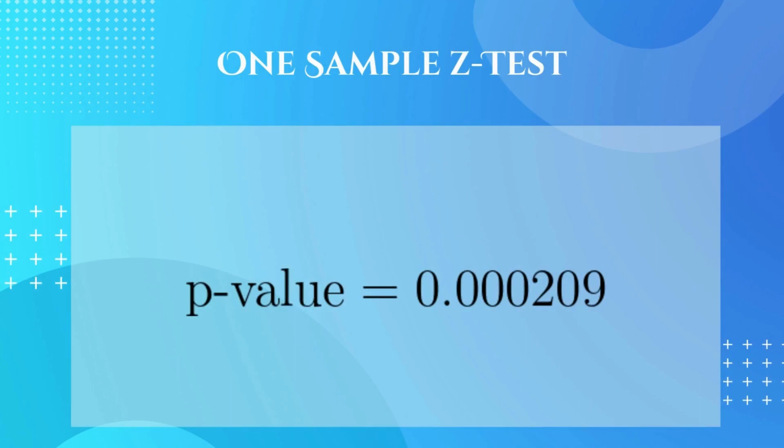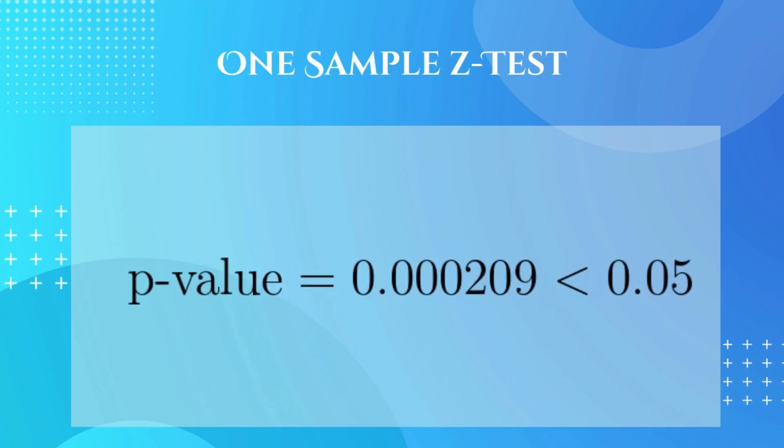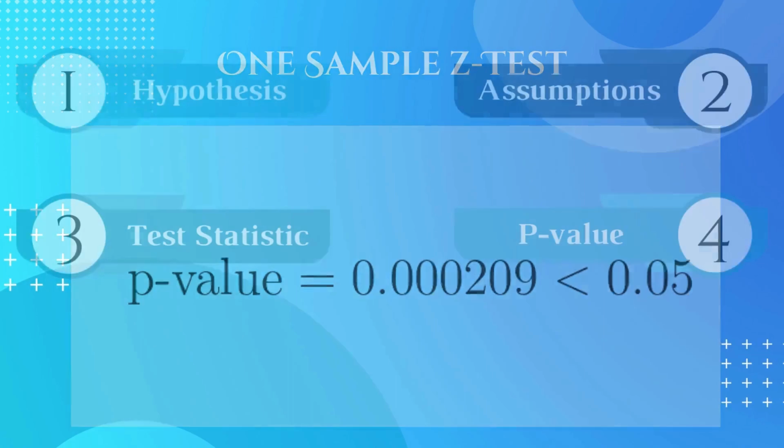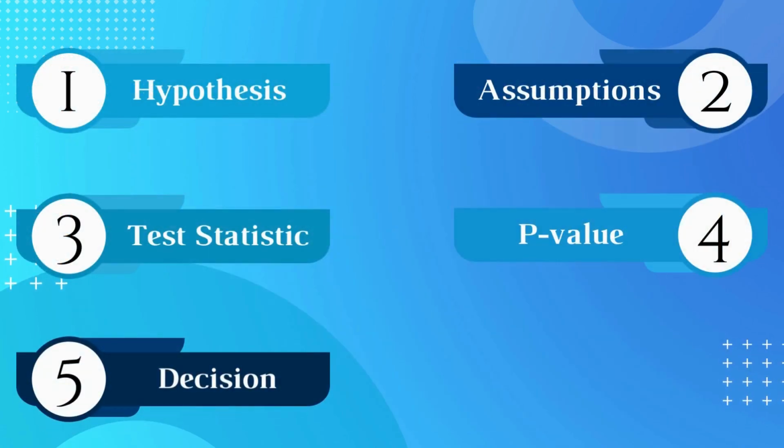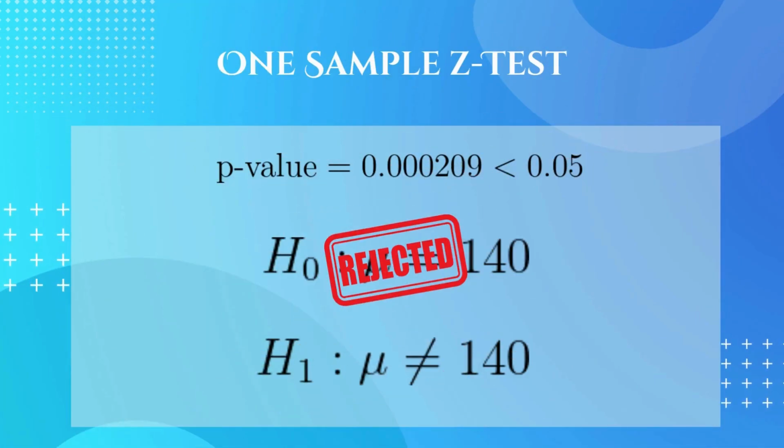The p-value is 0.000209. The p-value for the z-test can be found in Excel using the following Excel function with the test statistic. Our p-value is less than 0.05. We can now make a decision to either reject or not reject the null hypothesis based on our p-value. As our p-value is smaller than 0.05, we reject the null hypothesis.